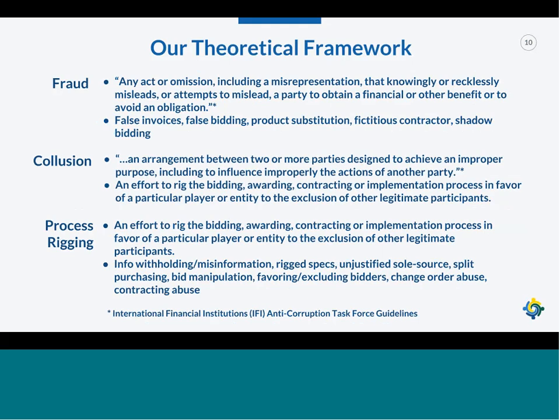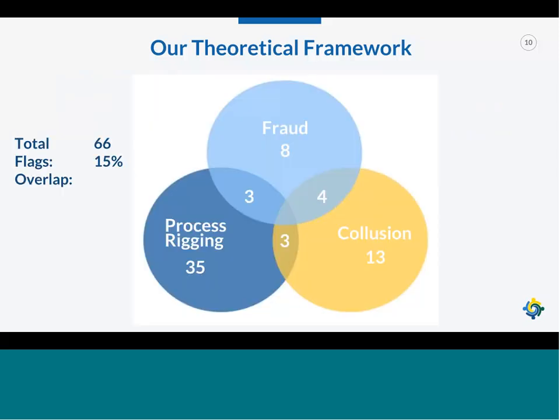So just a quick note on our theoretical framework. We're looking at fraud, collusion, and what we call process rigging. Process rigging is rigging across any of the phases of the procurement process, and it usually means that there's government and supplier involvement, or just government involvement. Our definition of collusion focuses solely on collusion between suppliers and not with government. We have identified 66 flags, we've currently built out around 10, and we'll be including that in our release at the end of March. The flags are each mapped to a specific corruption type, but a few of them overlap with multiple areas.